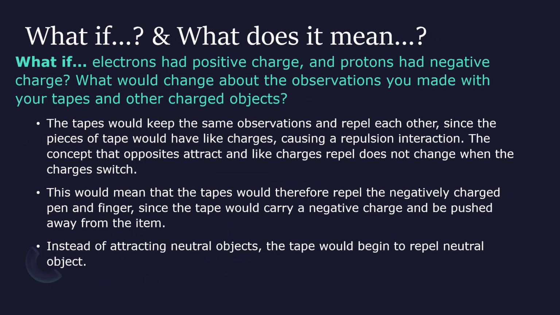If electrons had positive charge and protons had negative charge, the tapes would keep the same observations and repel each other, since the pieces of tape would have like charges, causing a repulsion interaction. The concept that opposites attract and like charges repel does not change when the charges switch. This would mean that the tapes would repel the negatively charged pen and finger, since the tape would carry a negative charge and be pushed away from the item. Instead of attracting neutral objects, the tape would begin to repel neutral objects.